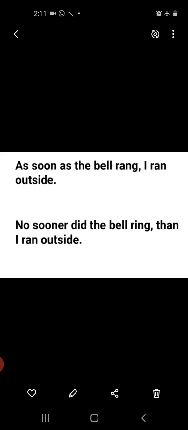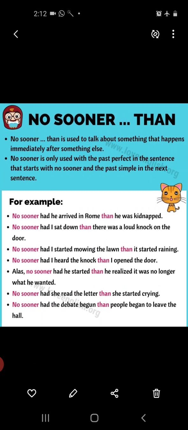We transform the affirmative sentence to negative by replacing as soon as with no sooner did. As you can see in this example, as soon as the bell rang, comma, I ran outside. Now we have changed it into negative by using no sooner did. No sooner did the bell ring, comma, than I ran outside. Okay guys, so have a look at another.